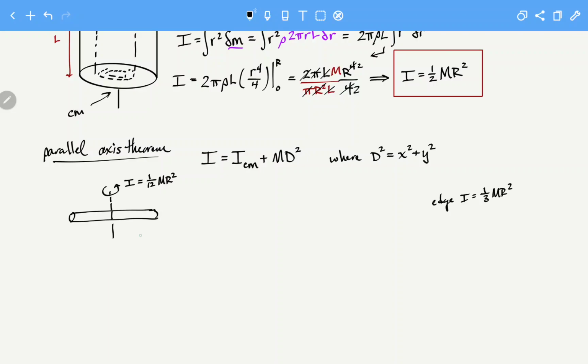So now what we're going to do is move this over, and pretend we're going to spin it around this axis, basically just like what we did before. Now, in theory, if we did this right, we should get 1/3 mr squared. So let's use our equation to see if I can prove this. We are going to take our moment of inertia equal to our moment of inertia around the center of mass, which, like I said, is 1/12 mr squared, plus mass, which is an m, times the distance squared.